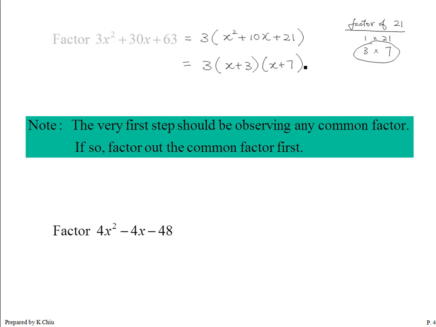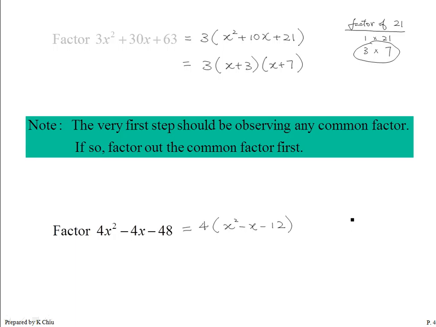So now let's try out another one. I want to factor 4x squared minus 4x minus 48. I have 3 terms here. Do they have anything in common? 4 is in common. So that is great. So I'm going to factor out the 4. So I have 4 times parenthesis x squared minus x minus 12. So now inside the parentheses, it's really not that bad.